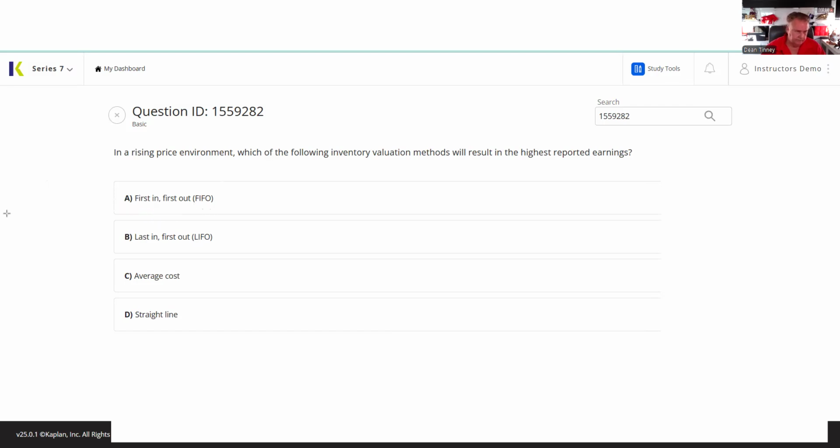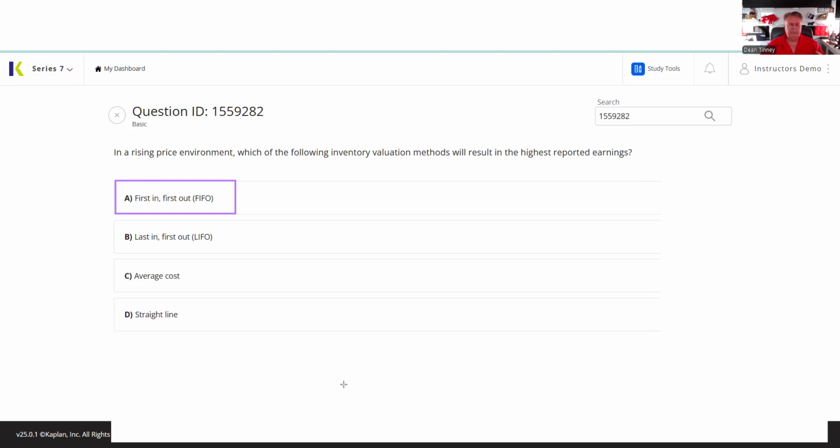If I were using my widget example, and I'm using last widgets into inventory, or the first widgets out of inventory, the idea there is I have a higher cost on the last widgets that went into inventory first out. Therefore, I'd have lower earnings, but probably have a more accurate idea, particularly in an inflationary environment, about what my cost structure is. So here the answer is first in, first out, highest reported earnings. And again, it would be the opposite for choice B.